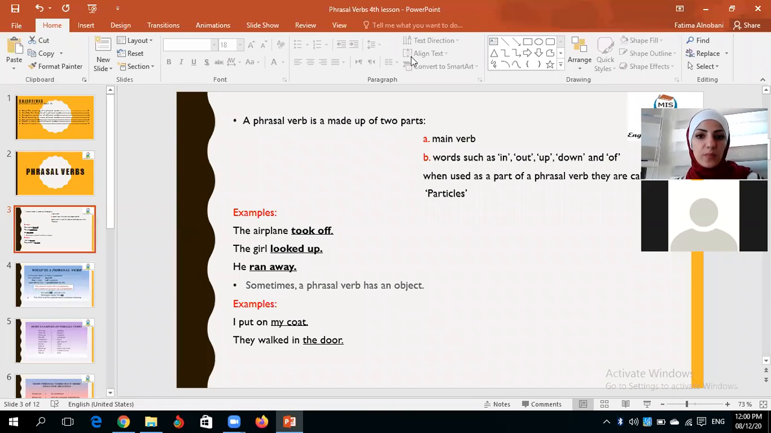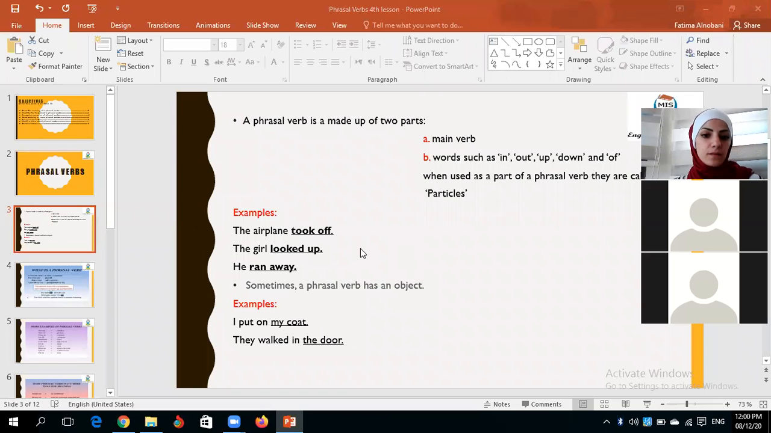Can someone read the examples for us? Let me go up. Jad, can you read the example for us, please? All the examples. Okay.